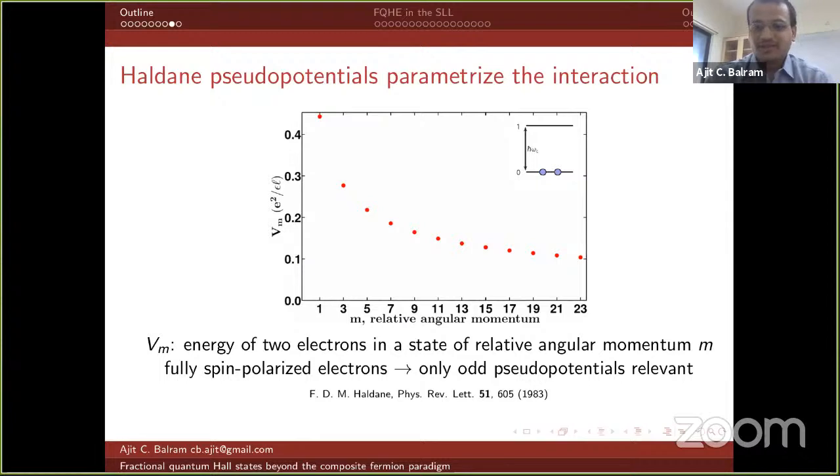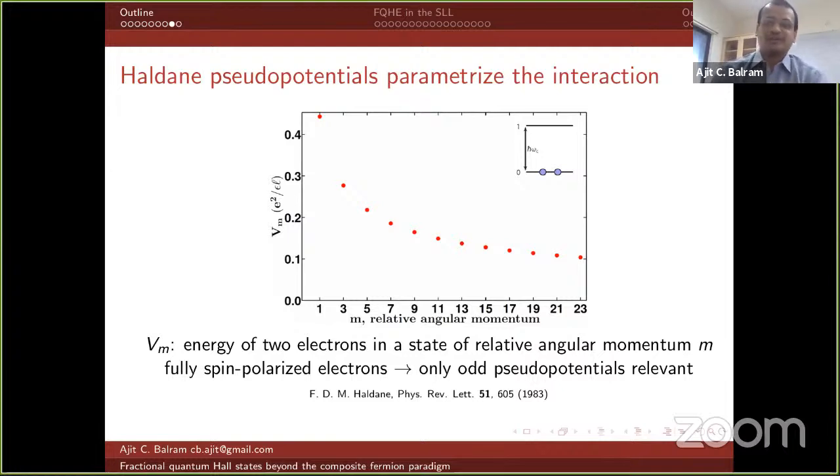Okay, we also want to parameterize the interaction in some nice way. This again was described by Haldane by introducing the concept of pseudopotentials. You place two electrons in some given Landau level, let's say the lowest Landau level, and construct a relative angular momentum state. If you have a spherically symmetric interaction, then relative angular momentum is again a good quantum number. You look at the energy cost of placing two electrons in some relative angular momentum m state, and this energy cost is what we call the pseudopotential.